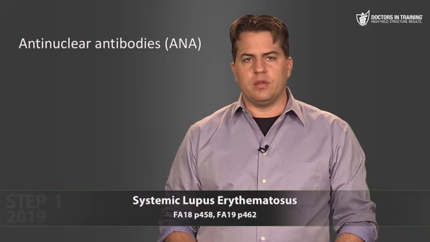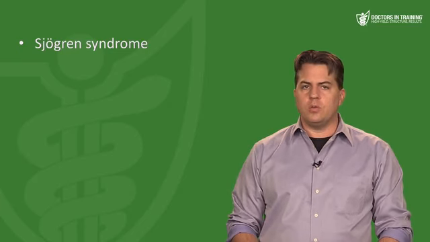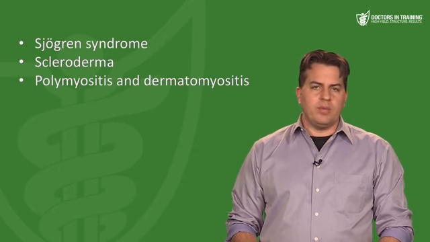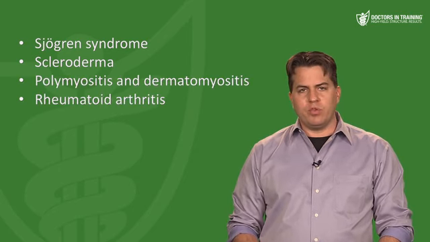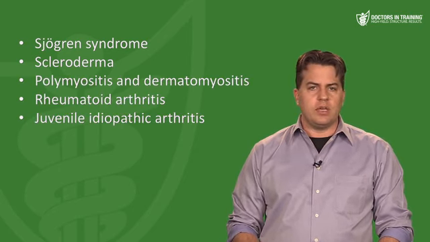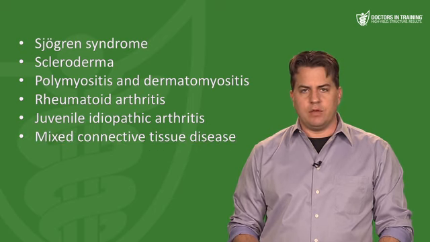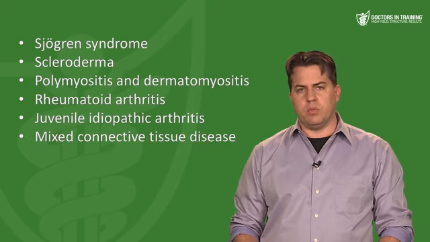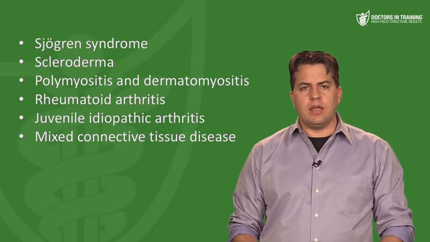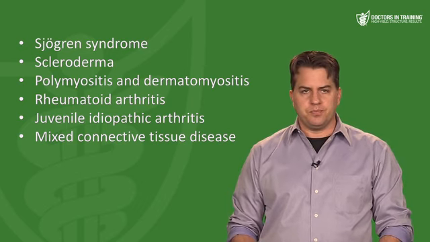So what else has a positive ANA? Sjogren's syndrome, scleroderma, polymyositis, dermatomyositis, rheumatoid arthritis, juvenile idiopathic arthritis, and mixed connective tissue disease can all be associated with a positive ANA. So again, ANA is sensitive but not specific.